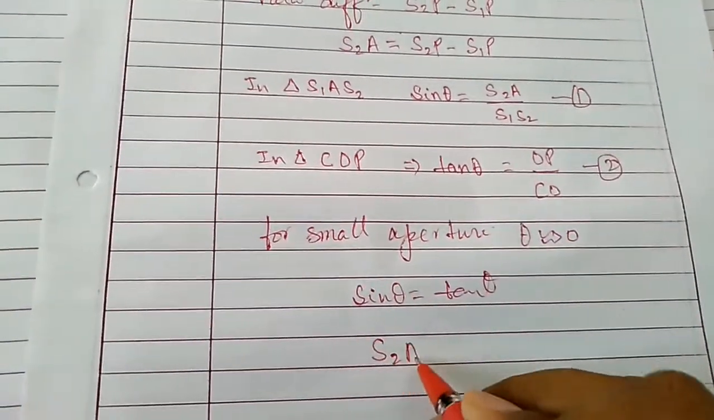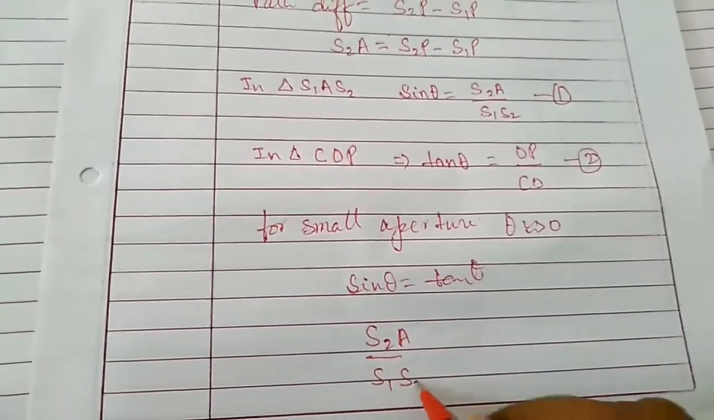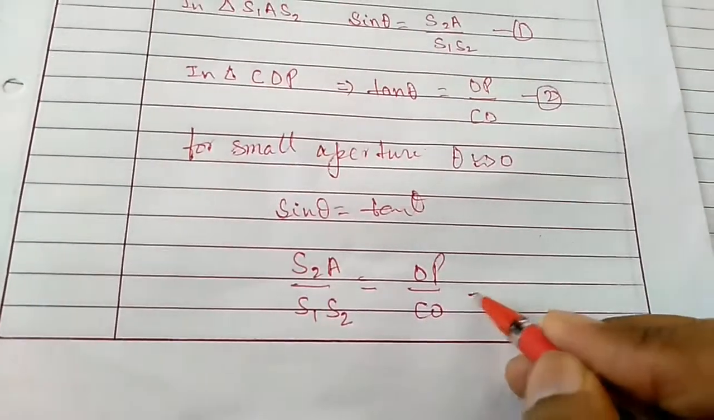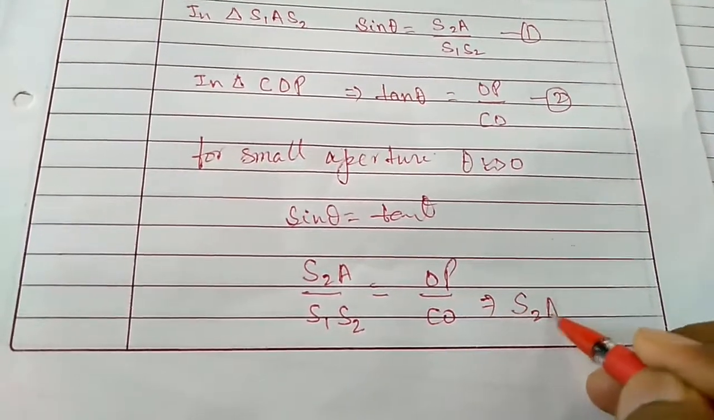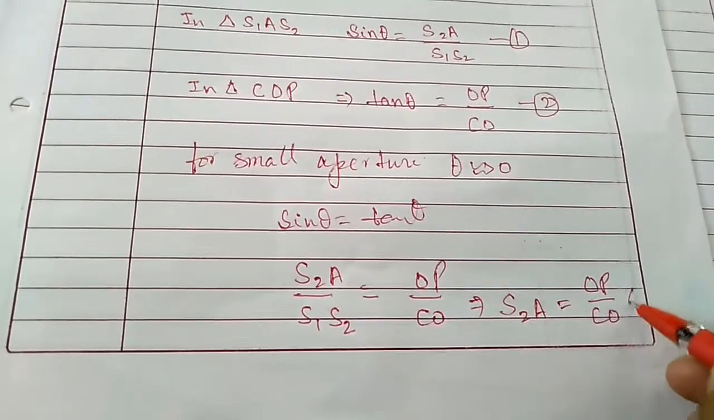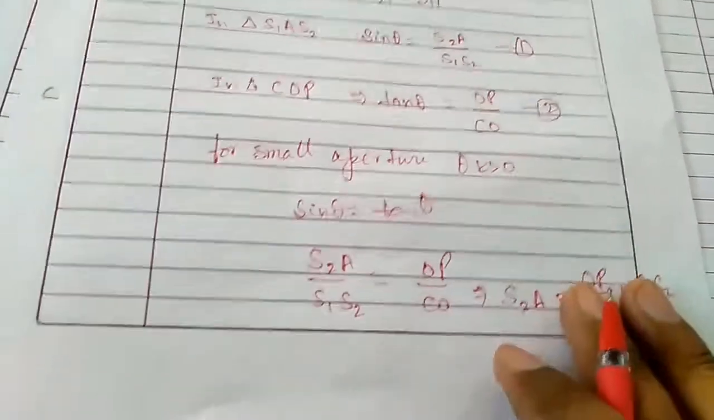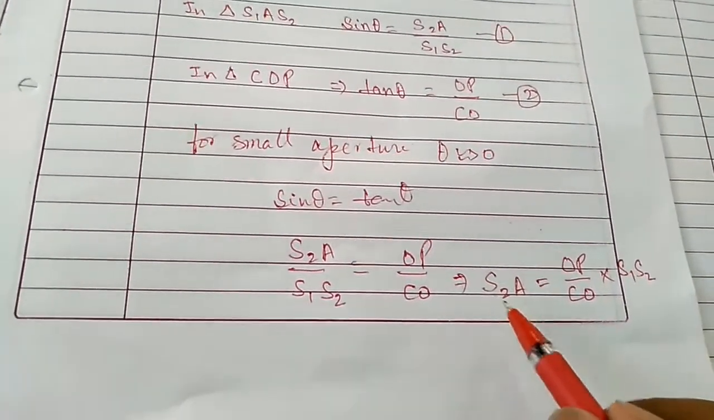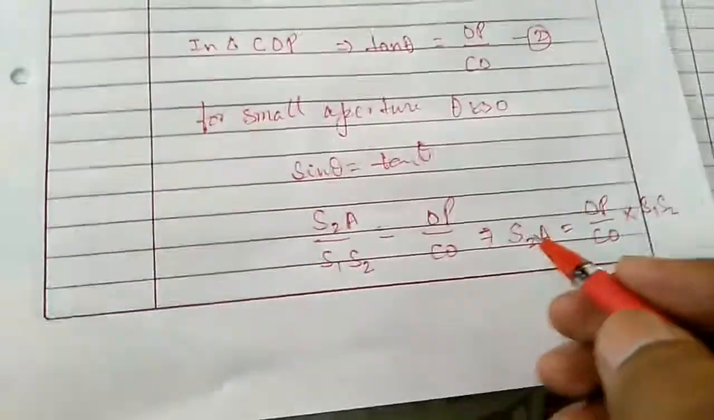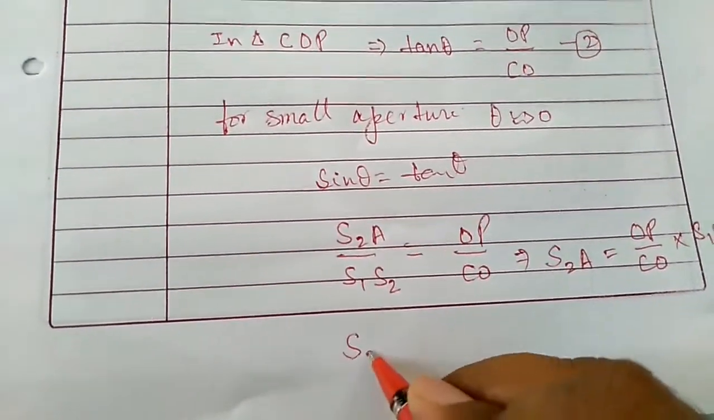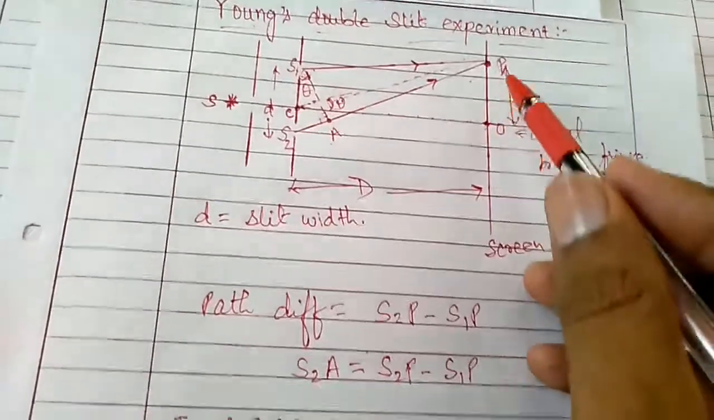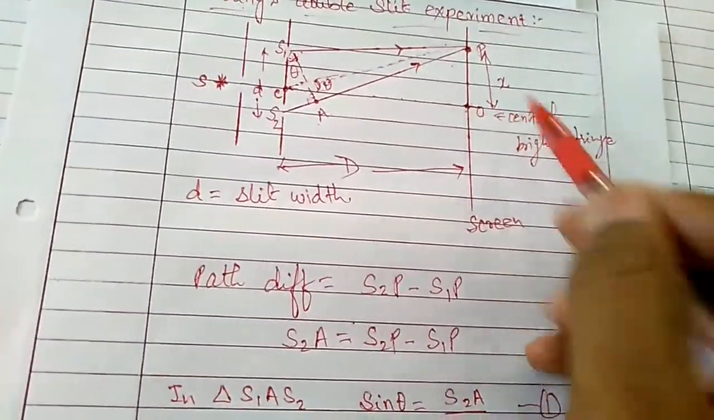If they are so small, then equation 1 and equation 2 will be equal. You can say S2A upon S1 S2 is equal to OP upon CO, or further S2A is equal to OP upon CO into S1 S2. Now see, a little bit special. S2A is our path difference, so we are approaching towards the path difference. What is OP here? O to P, the distance from the central bright fringe to that point.